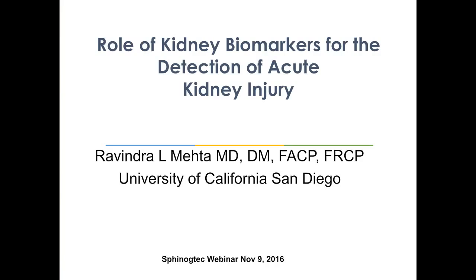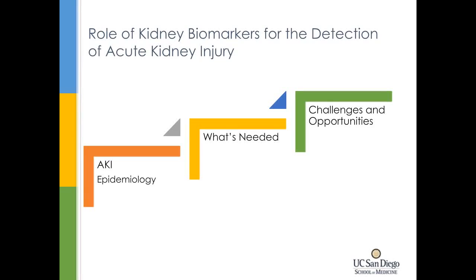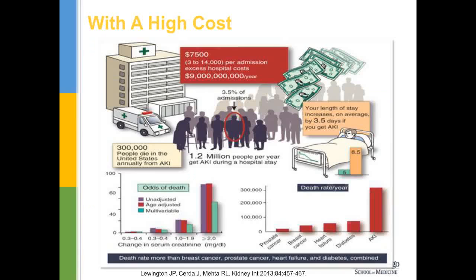Dr. Mehta. Thank you, Scott. I appreciate the opportunity to be with you. I will try and put a profile of the ensuing discussion on biomarkers, but just simply laying out what we currently know and where we need to go. These are my disclosures for this presentation. I'm going to cover this topic in three broad areas, give you a broad overview of AKI, acute kidney injury epidemiology, describe what we might need in the field, and then discuss the challenges and opportunities that we have.